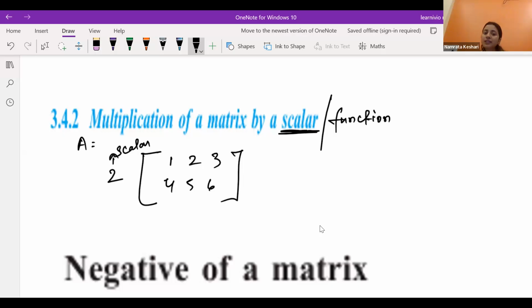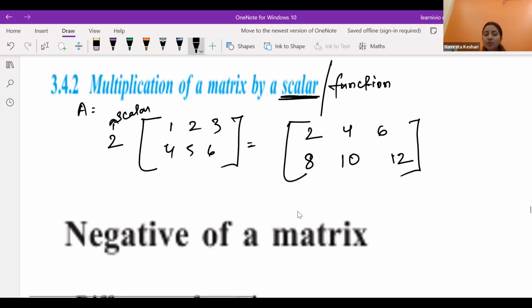So basically, we'll be multiplying each and every element by 2. Each and every element. So 1 you will multiply with this 2. 2 you will multiply with 2, this is 4. 3 you will multiply with 2, 4 you will multiply with 2, 5 you will multiply with 2, and 6 you will multiply with 2. Got it?